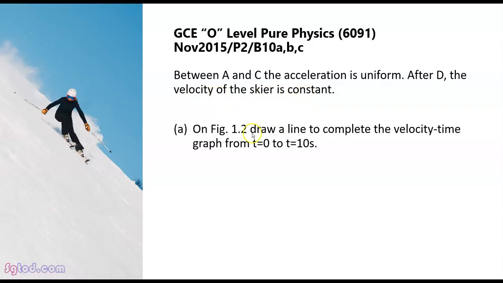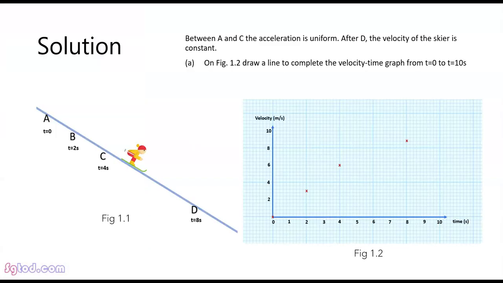On figure 1.2, draw a line to complete the velocity time graph from t equals 0 to t equals 10 seconds. I would encourage you to pause this video at this point and try out the question first before proceeding to listen to the solution. These 4 points on the graph correspond to the 4 points of the skier.